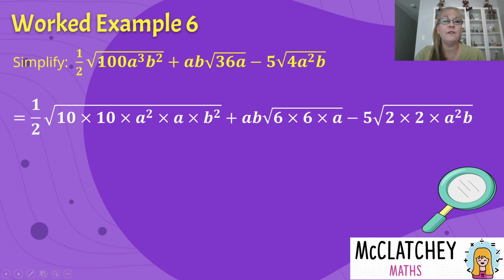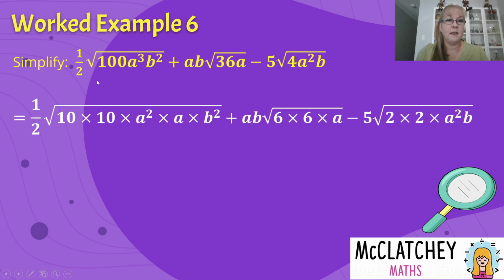I've got half of the square root of 100a cubed b squared, plus ab root 36a, minus 5 root 4a squared b. So I've got algebra going on, I've got fractions going on, I've got square roots, and I've got my index laws going on as well. So I want to have a look at all of these things. So let's just try and break up what's going on under our square root signs.